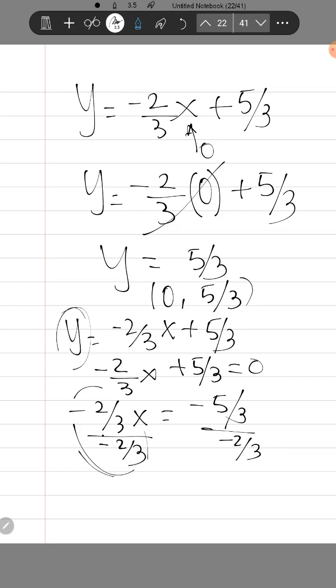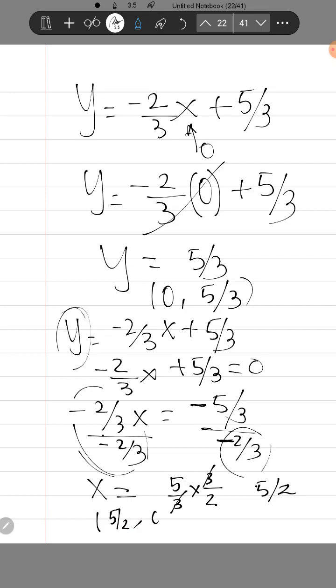Minus 2 over 3. X is equal to negative divided by negative is positive. 2 over 3 will be upside down, inverted, and then be multiplied by the numerator. X is 5 over 3 multiplied by 3 over 2. This cancels out, which is 5 over 2. So the x-intercept is, first put the x value here, 5 over 2, then the y value, 0.